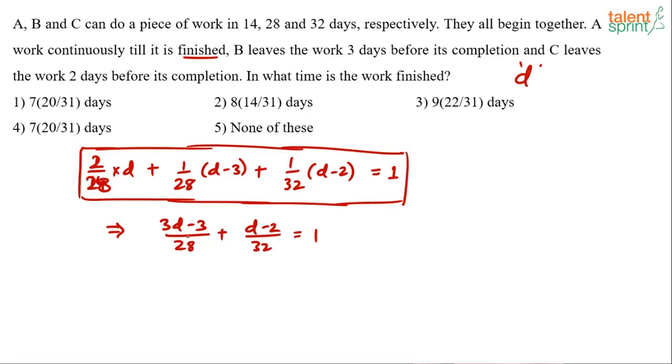Now taking a common multiple of 28 and 32 is going to be a little tricky, but you can do that also. Again, if required, take 1 by 4 common here. This becomes 7, this becomes 8. 56 is the common multiple. So you can do the calculation, D will be the answer. In what time is the work finished? The work is finished in D days. So that can be done.